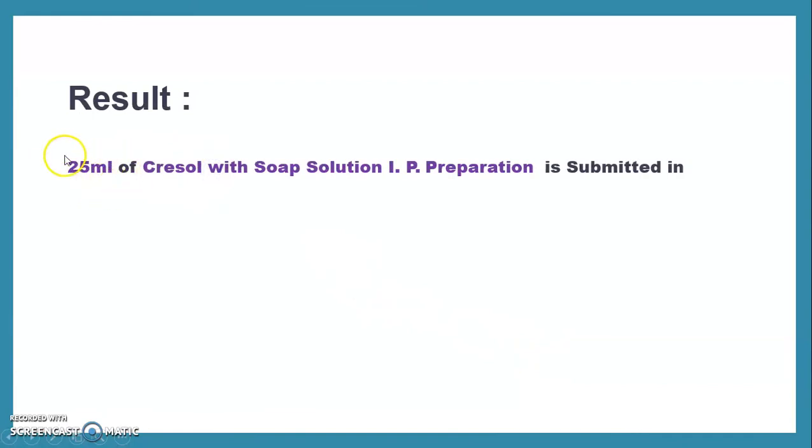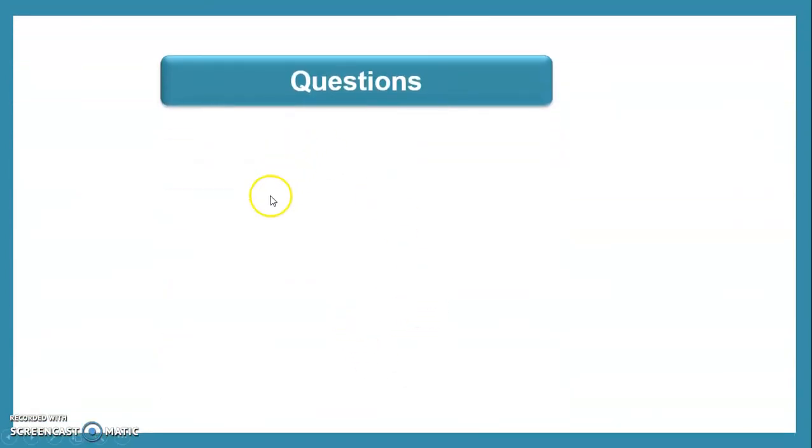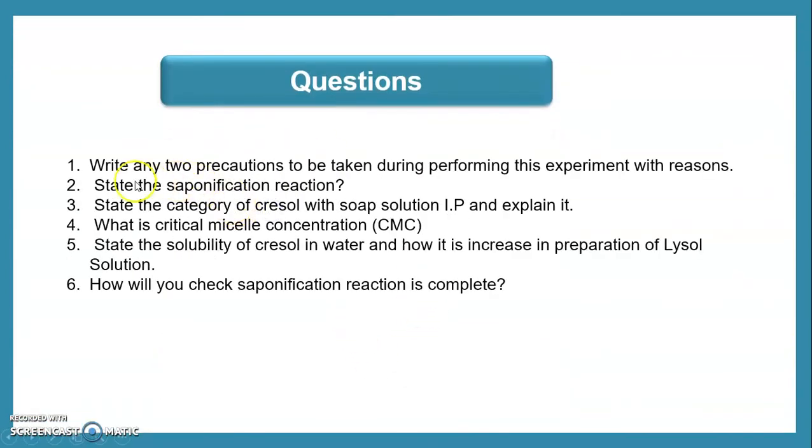Next we see the last section, that is the result. The result can be written with the quantity, name and storage condition also mentioned in it. 25 ml of Cresol with soap solution IP preparation is submitted in a well closed container away from the light with a neat label. In this way our experiment number 9 is finished, and after that we see the questions regarding this experiment.